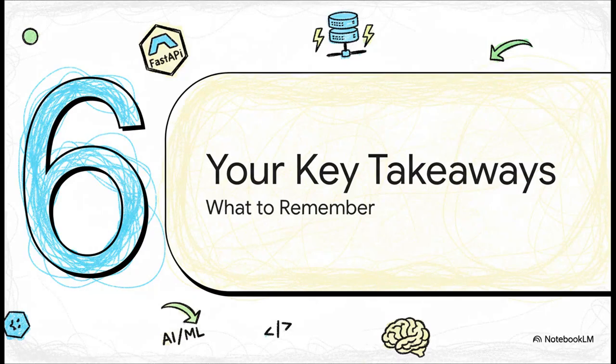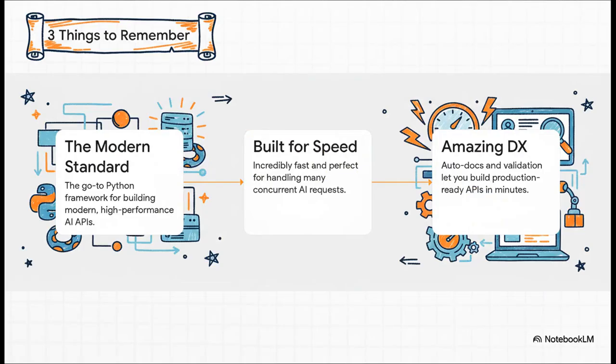All right, we've covered a lot of ground, so let's distill all of this down to the most important things you need to remember. First, FastAPI is the new standard. It's the modern default choice for building APIs in Python, especially in the AI world. Second, it's built for speed. Its asynchronous nature is a perfect match for the workload of AI applications. And third, it provides an amazing developer experience. Things that used to take days, like writing documentation and validation, now happen automatically.